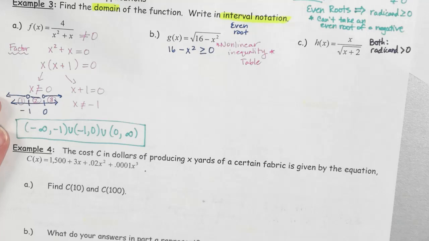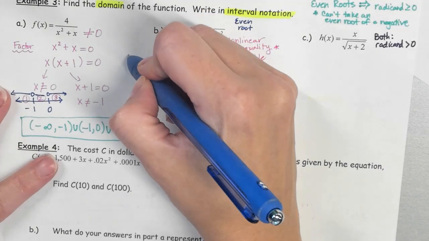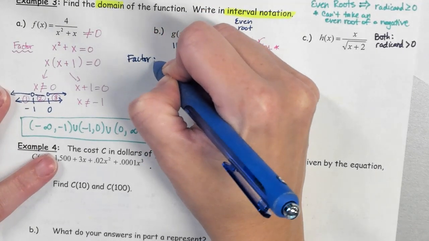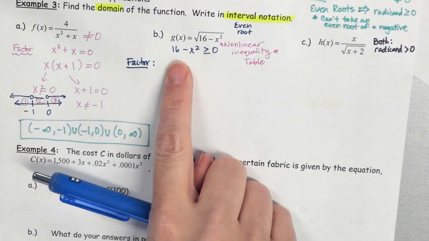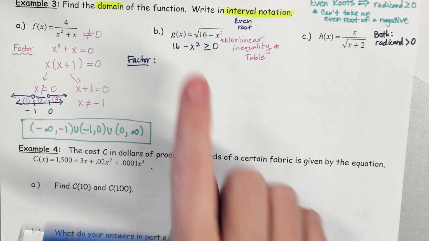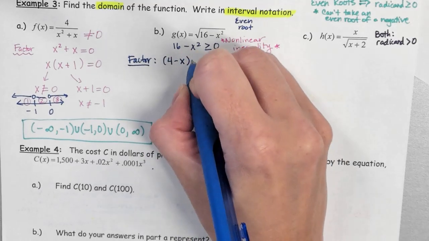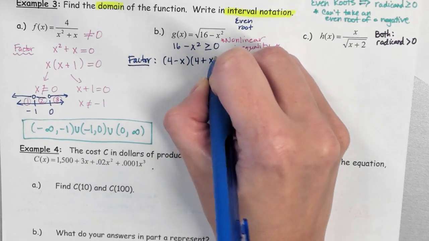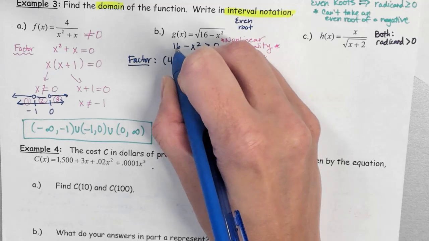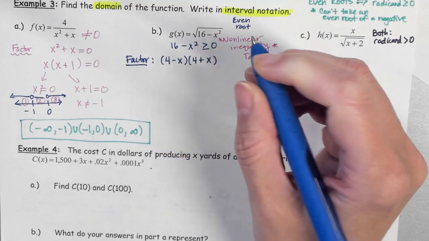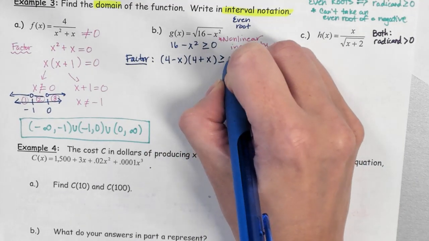Okay, so we're going to factor, and this is a special pattern. You guys remember what the pattern's called? Yeah, great. So 4 minus x, 4 plus x. So start with the square root of the first one, square root of the second one, greater than or equal to 0.